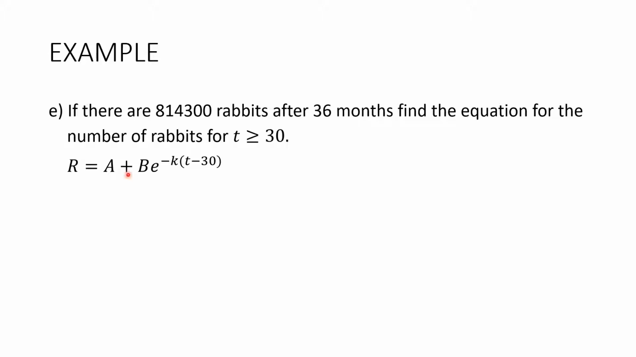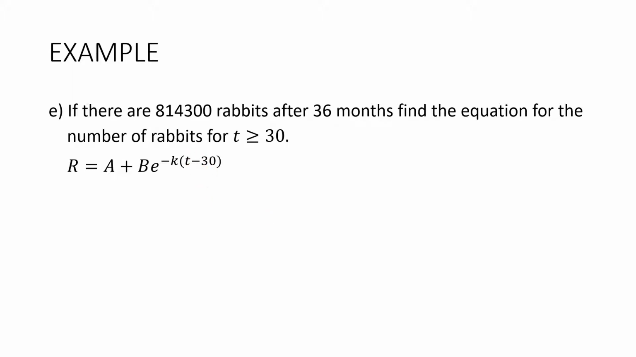So we've got a plus b like before, then e to the negative k, and I'm going to put t minus 30 here. Now, if you've done transformations of graphs, you should know that that's going to shift this whole graph over to start at t is equal to 30. So that's all that that's doing there.